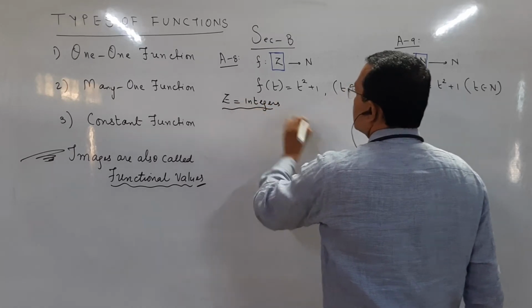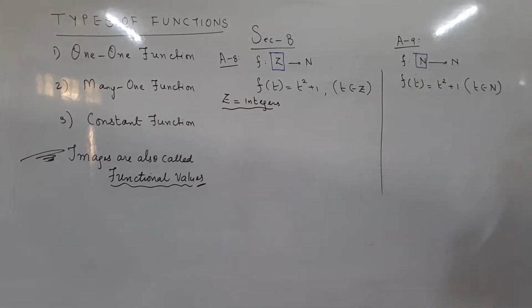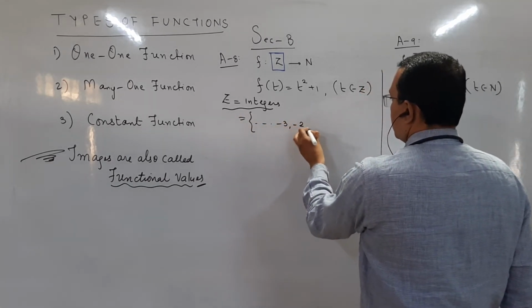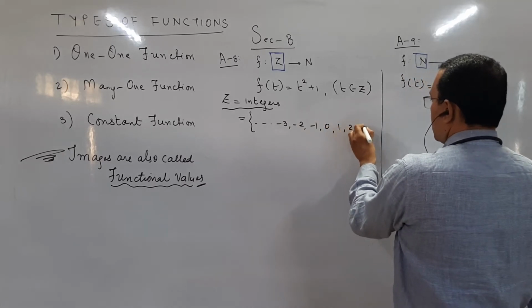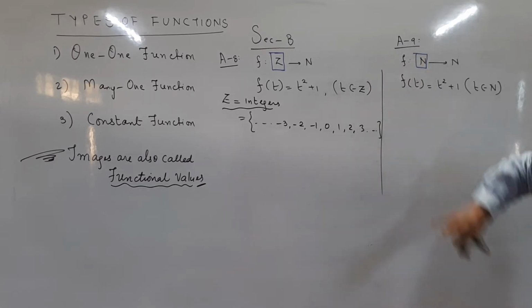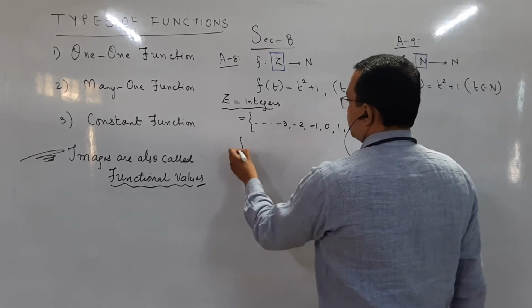So, whenever integers are given, the same value you take positive also, and the same value you take negative also. Suppose I take 2, then I have to take minus 2 also. Suppose I take 3, then I have to take minus 3 also. Because set of integers is either negative or 0 or positive. So at least 4 or 5 values we have to take. But I start with minus 2.